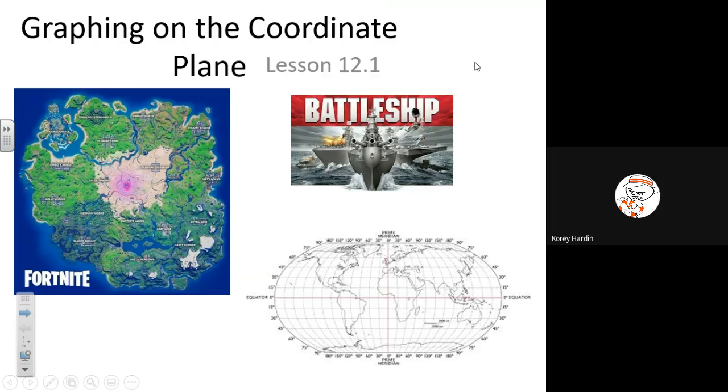Now, with graphing, you're going to see a lot of this in real life. This is something that you actually use, especially when looking at maps. If you've ever played Battleship before, you've graphed on a coordinate plane. And the video game Fortnite actually has a graph on a coordinate plane also. So let's just go ahead and jump into the lesson.